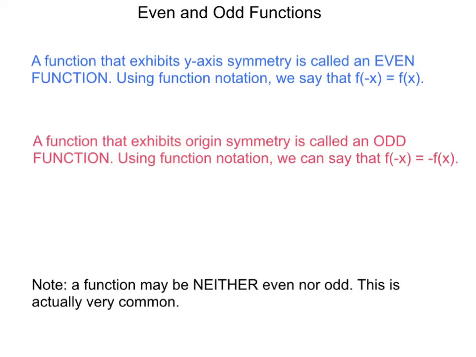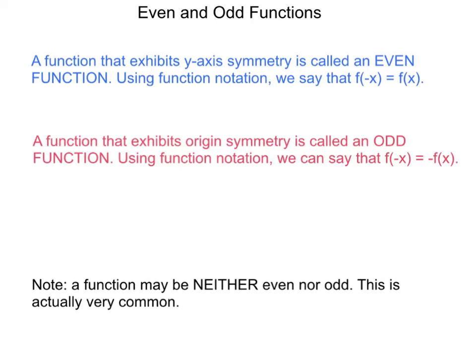So we just finished talking about symmetry in functions, but now that we're done with that, we can move on to a different notation, or a different vocabulary, for it, and those are even and odd functions. You should have learned about this in math analysis, but the idea is simply this: when you have a function that has y-axis symmetry, it's called an even function.